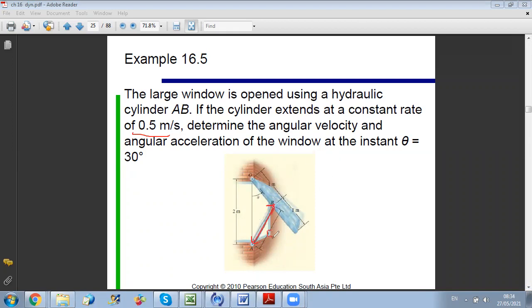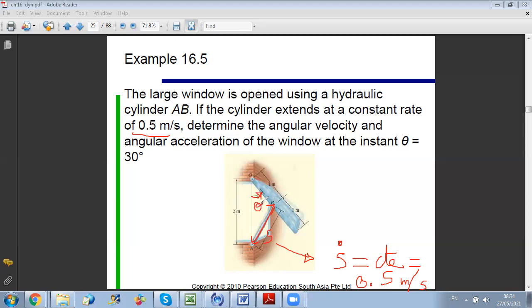So this is S. They gave us S dot. S dot represents the rate of opening, if you want, because this length is varying, okay? So S dot is equal to a constant in this problem, equal to 0.5 meters per second. Now, what they want us to find is the angular velocity and the angular acceleration of the window when theta is equal to 30 degrees.